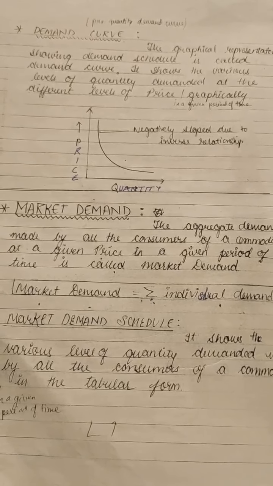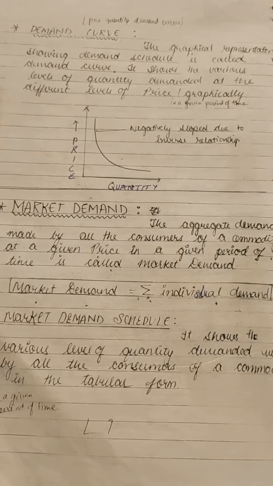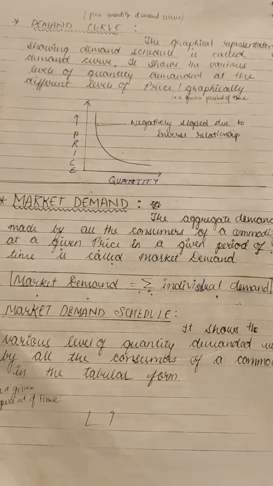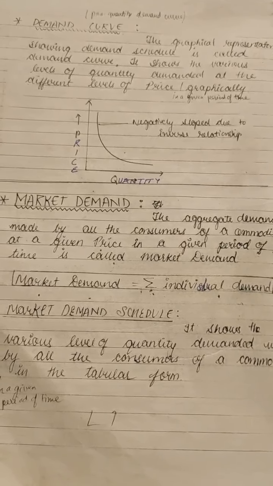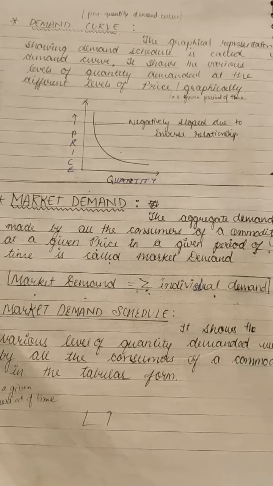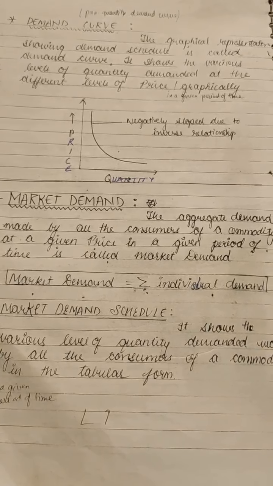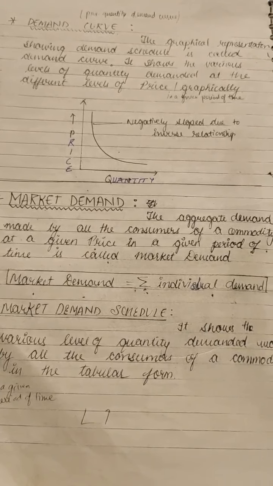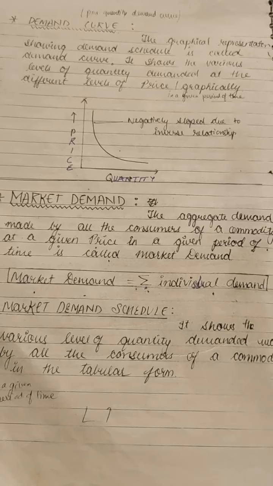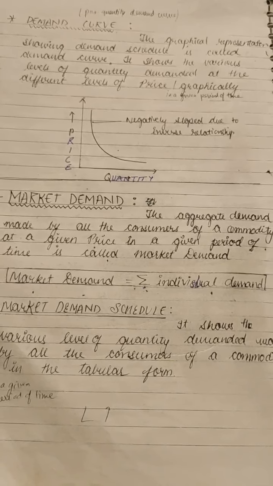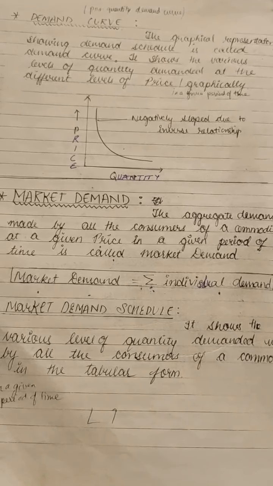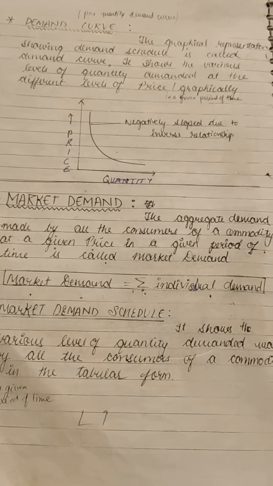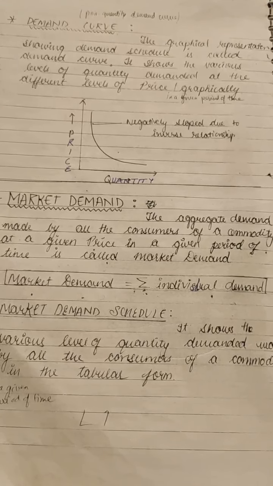Now we are going to talk about market demand. The aggregate demand made by all the consumers of a commodity at a given price in a given period of time is called market demand. Market demand is equal to sigma individual demand.